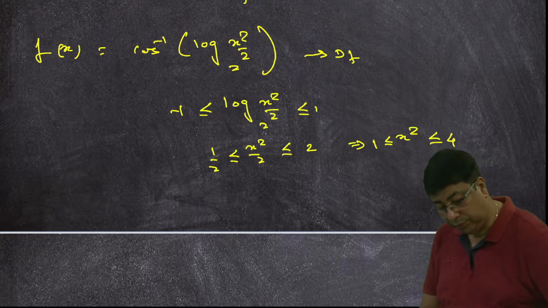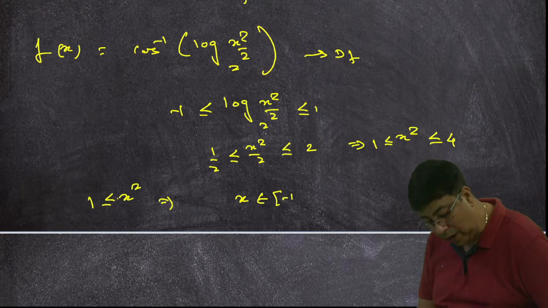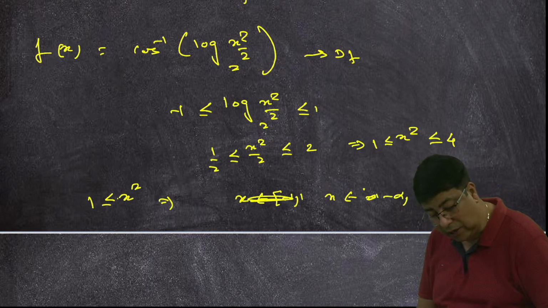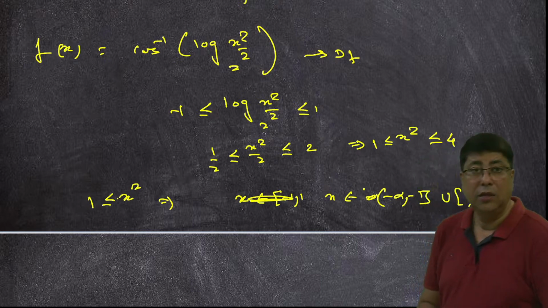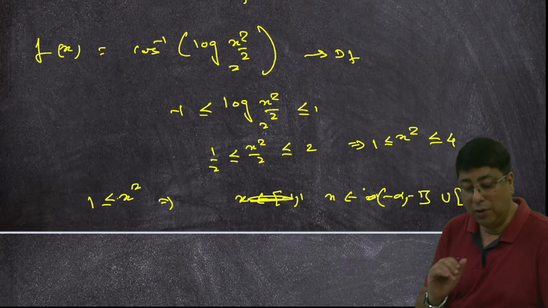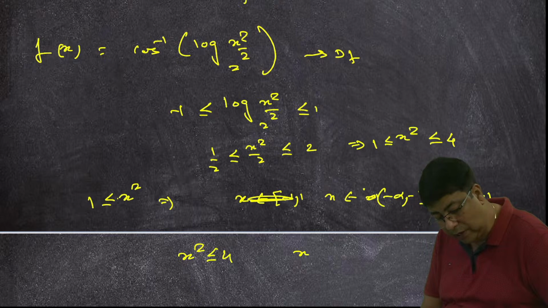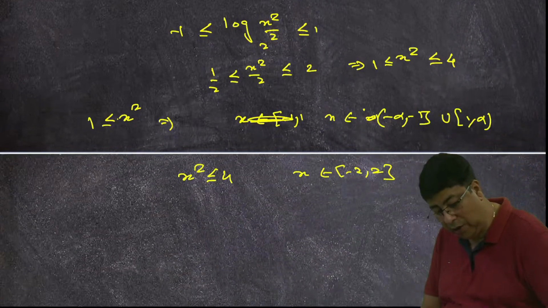Let's see. Now, first of all, x square greater than or equal to 1, and we know that x belongs to minus infinity to -1 union 1 to infinity. This is the one part. If I take the other side, what will happen? We'll see here that x square is less than or equal to 4. So x belongs to -2 to +2. Now we'll get the common intersection.